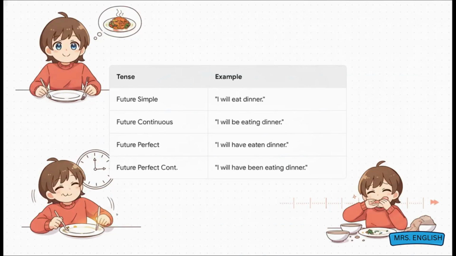And here's how it all comes together for the future. I will eat dinner is a simple plan. I will be eating dinner puts us right in the middle of that future activity. I will have eaten dinner confirms that the meal will be finished by a certain point. And I will have been eating dinner highlights the duration of the meal leading up to that deadline. It's all about adding that extra layer of precision to our plans.